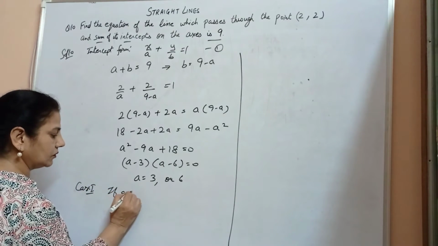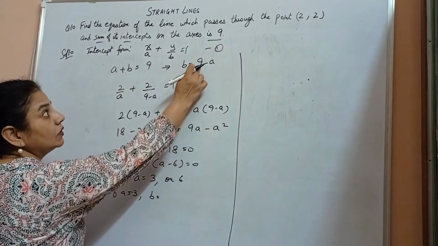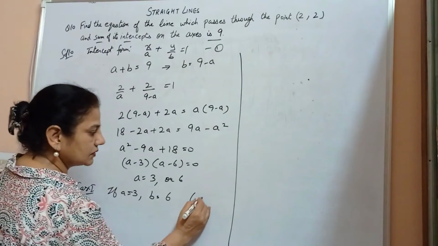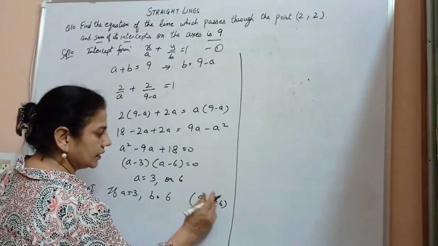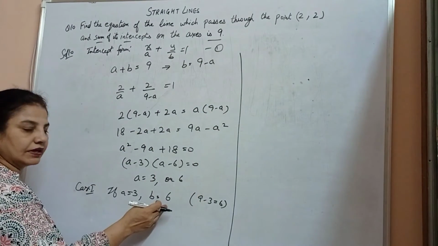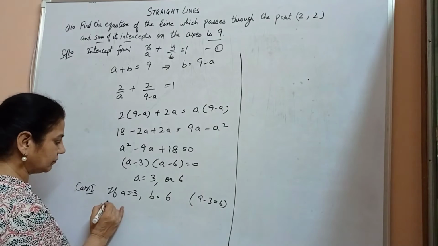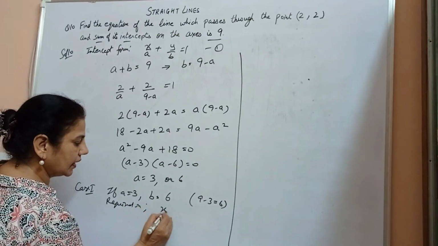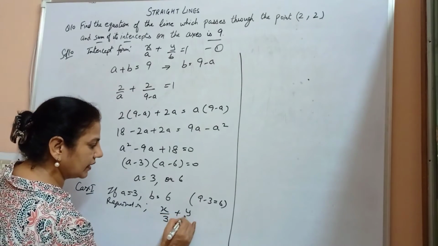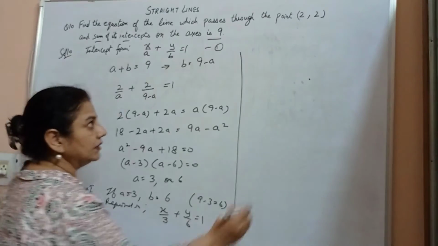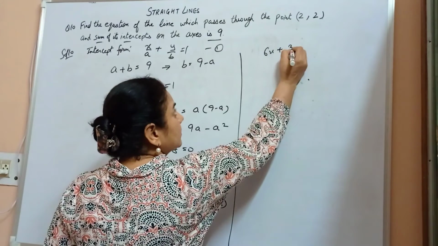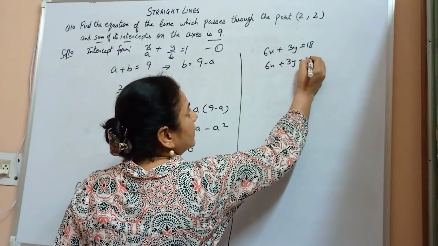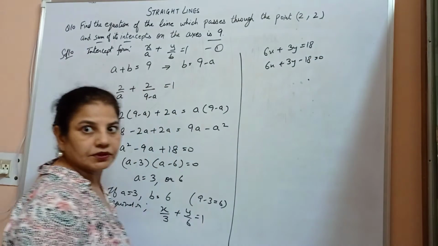If a is equal to 3, then b is equal to 9 minus 3, that means 6. Here b is 9 minus a, we get 6. So the required equation will be x upon 3 plus y upon 6 is equal to 1. That means cross multiply, 6x plus 3y is equal to 18. 6x plus 3y minus 18 equal to 0 is the required equation.